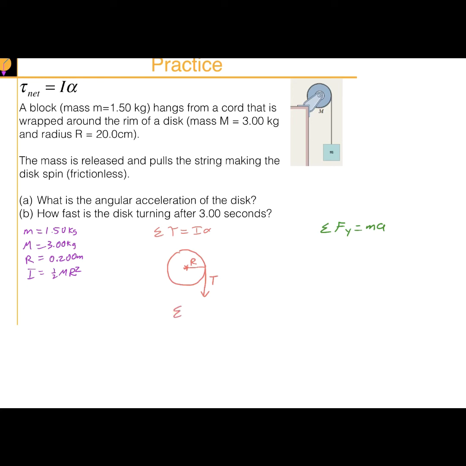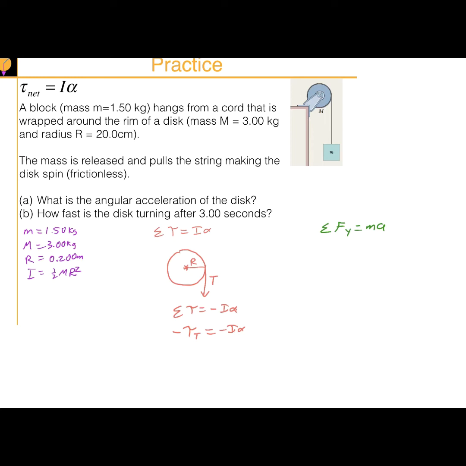So we say that sum of the torques is equal to minus I alpha, because it's trying to spin it clockwise. And so since there's only one torque, the torque is the torque due to the tension, and I'm calling it negative because that torque is trying to make it go clockwise.